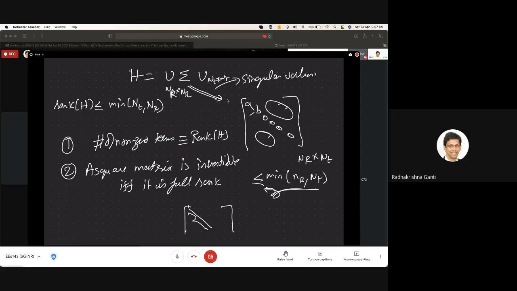Chitranja, is this fine? What you say is absolutely true. But you see that the rank is always less than the minimum of nt comma nr, and the number of non-zero elements is equal to the rank of it. So it will fit in properly. So what is the use of this whole thing?